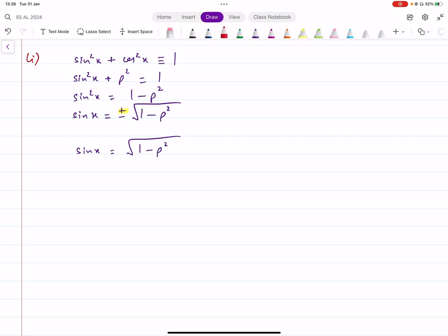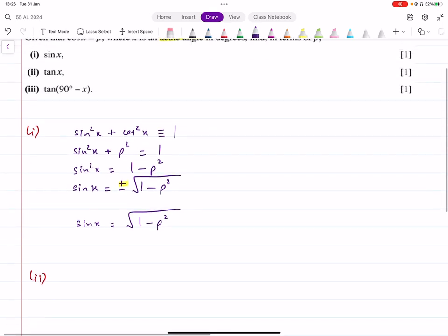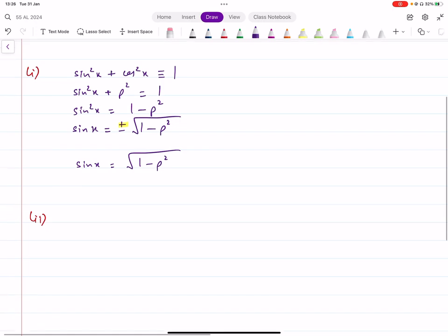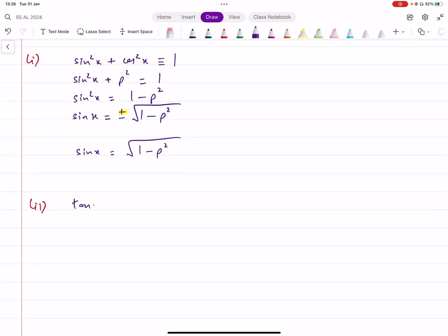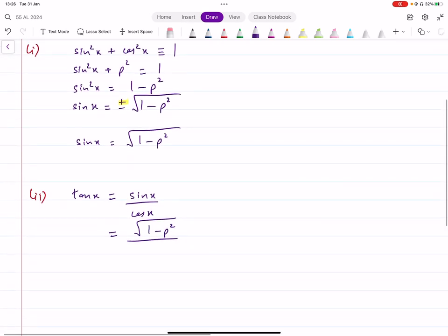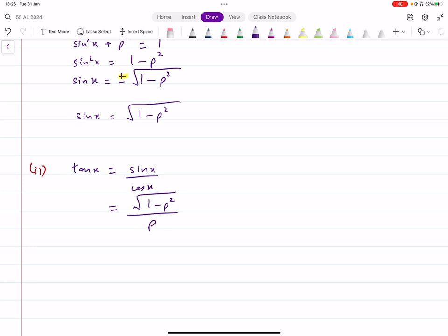In this second part it says find tan of x. Now how do we do this? Tan of x equals sine x over cos x. You know sine x now, that's square root of 1 minus p square. Cos x is p, so tan is just going to be square root of 1 minus p square divided by p. The square root is only on the numerator here, not on the denominator. This is what it looks like. Make sense? Any problem with this? No?